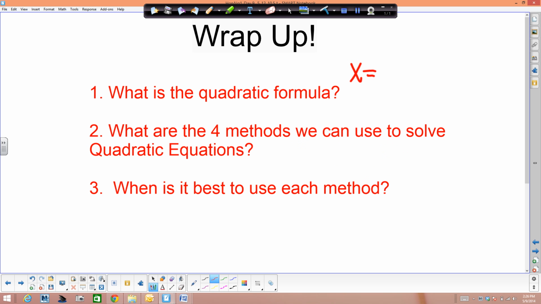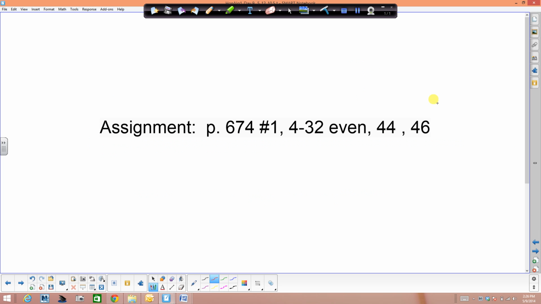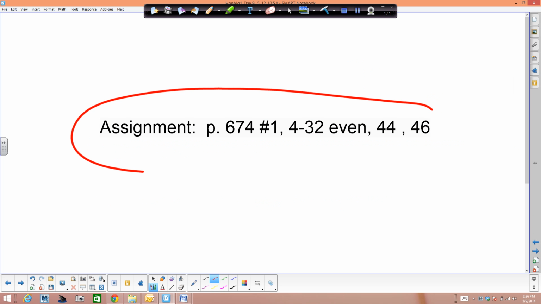When is it better to graph? When is it better to factor? When is it better to use the quadratic formula? Think about that. We're going to discuss that some more tomorrow. So in the meantime, after you finish those questions, I want you to complete this assignment. Make sure you notice it is just the evens.